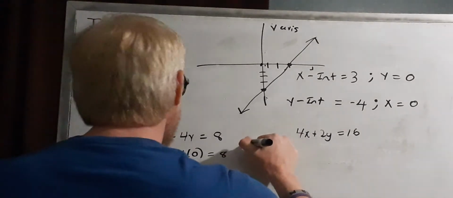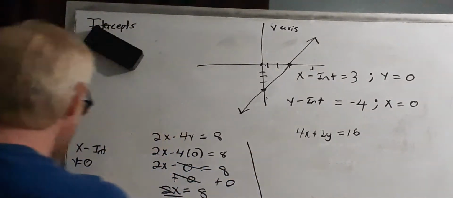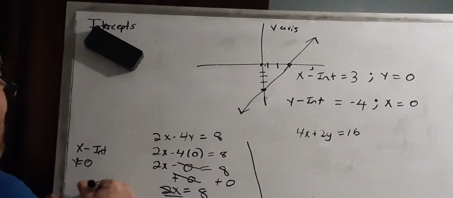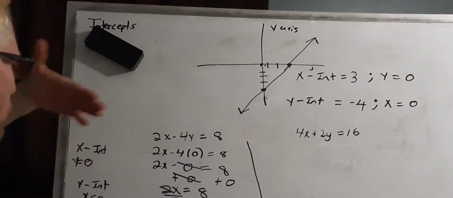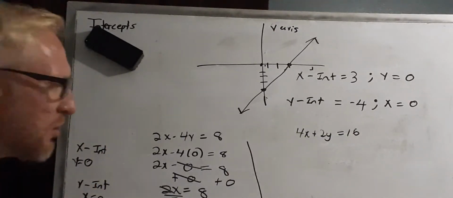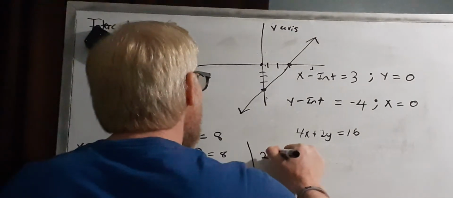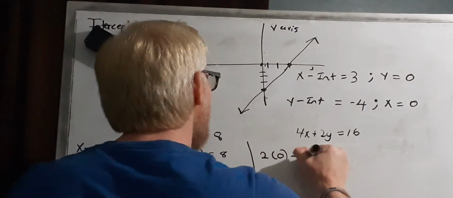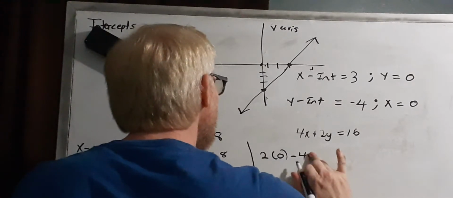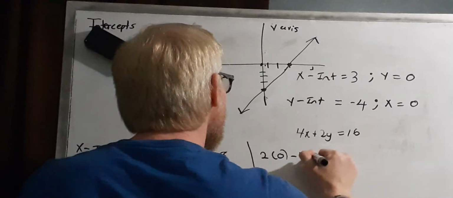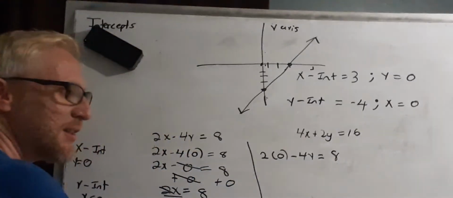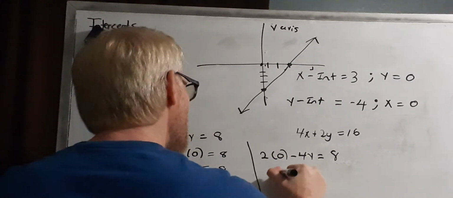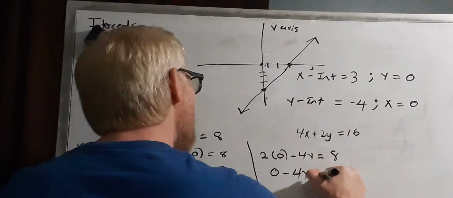Now I'm going to look for my y-intercept. So again, if I'm looking for my y-intercept, and I'm going to write it down here so I can remind myself, x equals 0. Which means I'm going to rewrite this equation, but instead of writing 2x, I'm going to write 2 times 0. So I'm going to say 2 times 0 minus 4y equals 8. So basically, 2 times 0 is 0, minus 4y equals 8.